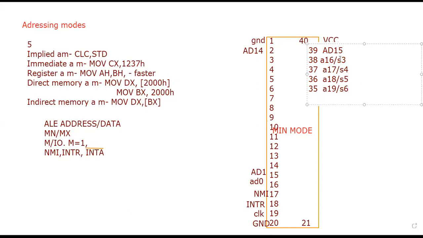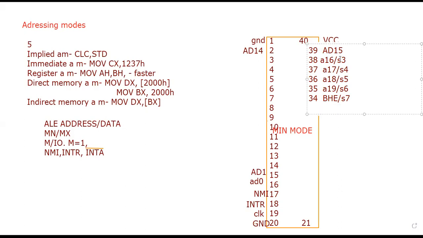Then after pin 35, we have pin 34, and that is BHE, bus high enable, also called signal S7. So bus high enable, what does it mean? BHE or S7, bus high enable, acts for odd memory. If you are using odd memory, then it would be positive, and it is synchronized with a signal. It shows that you are using odd memory.